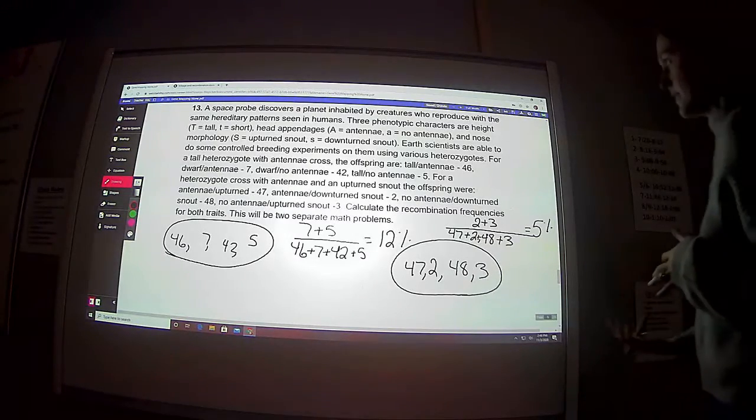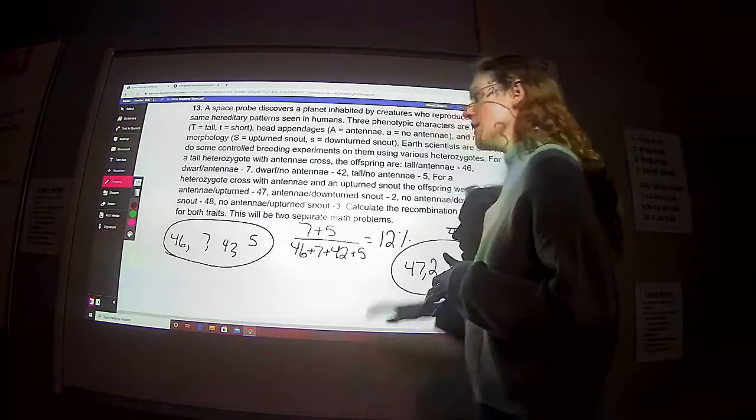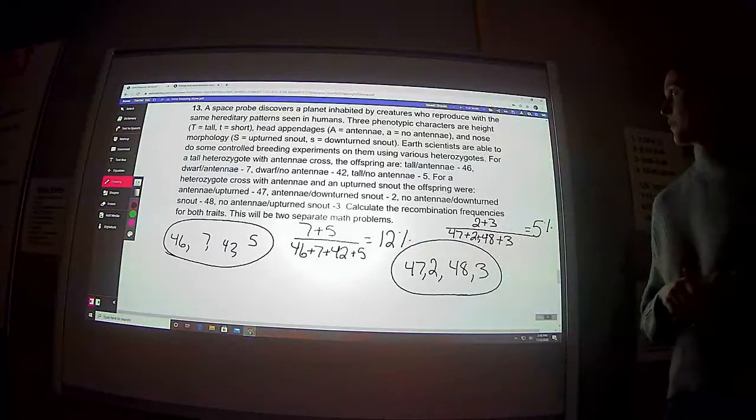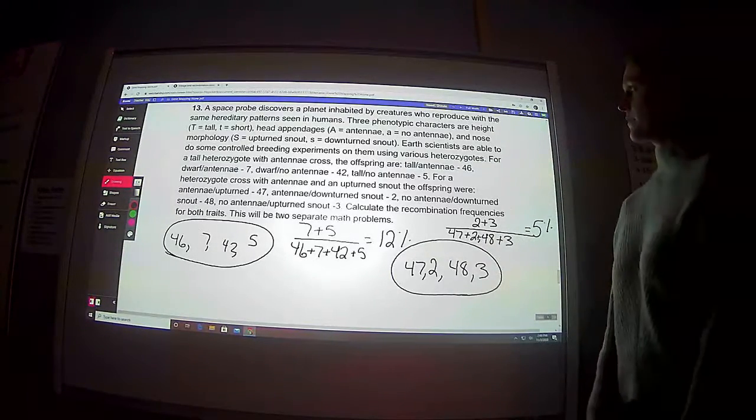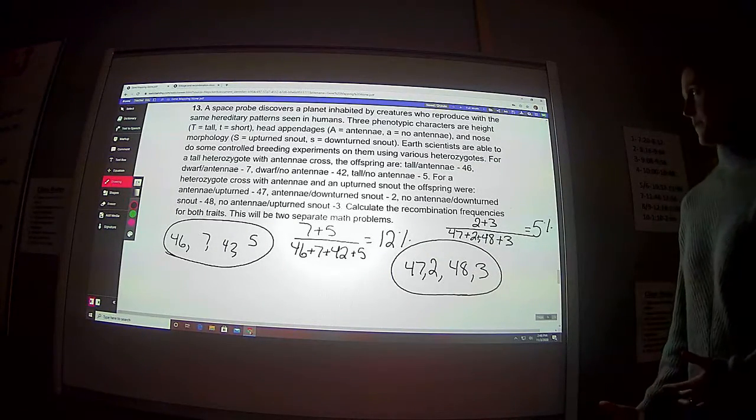Okay, so that's it as far as doing those math problems. And this is the only one like that that you have to worry about. I just wanted to go through it because we hadn't really had any big examples for that.